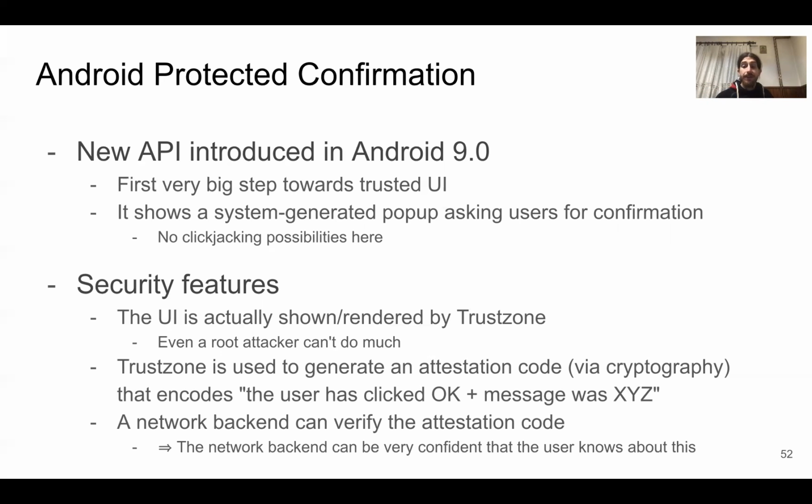The idea is that you take this attestation code and send it off to the network backend. The backend can verify that yes, this was an OK by the user and it was for real, the user has seen this message, and this was done by TrustZone, so nobody could jump on top of it doing clickjacking. So there is high assurance that this OK button was actually clicked by the user and the user was well informed. Okay, so there is a high confidence, and that's about it.